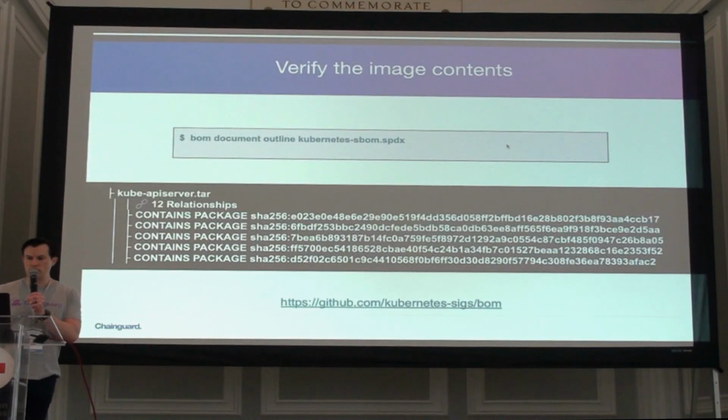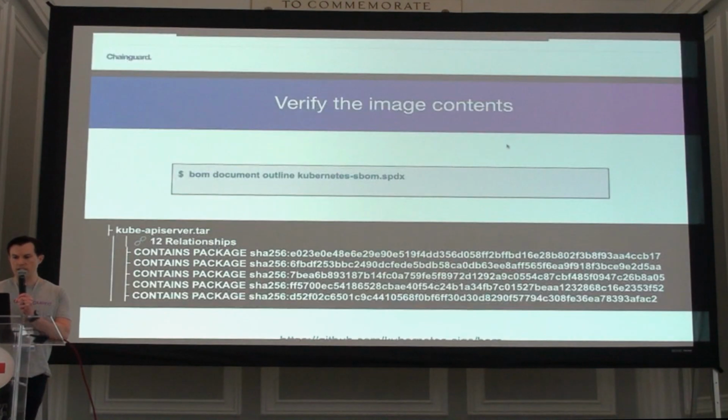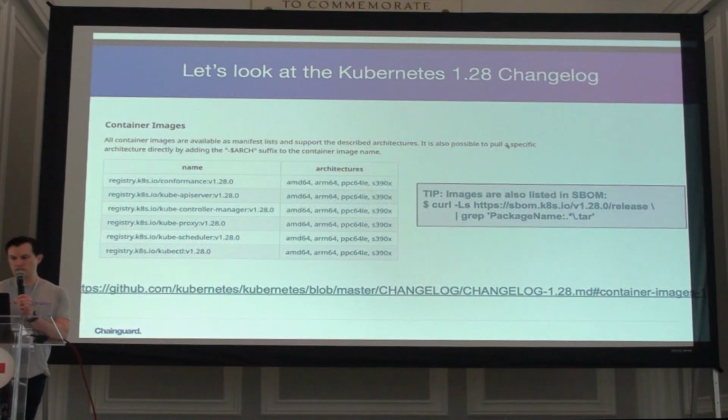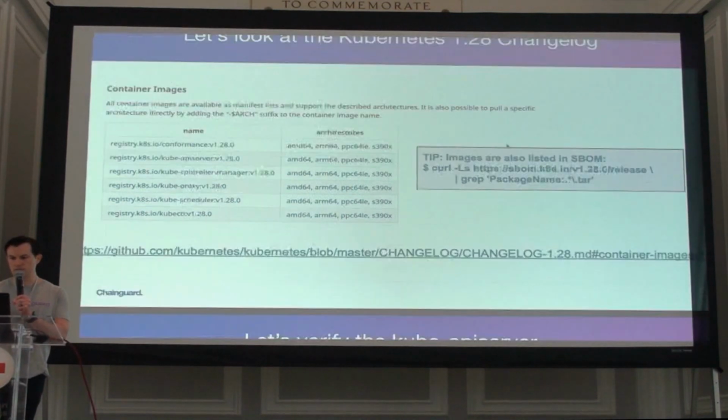One other cool thing that you can do is verify the actual image contents. There's a project called BOM, which a coworker, Puerco, who's on the Kubernetes release team, developed. It's under the Kubernetes project, to parse out the SBOMs. It's an open source tool, you can just go install it, and the link's there at the bottom. It'll parse out the SBOM that came from the Kubernetes release team. If you go back a couple slides, it shows you how to get the SBOM. It's just a curl from sbom.k8s.io.